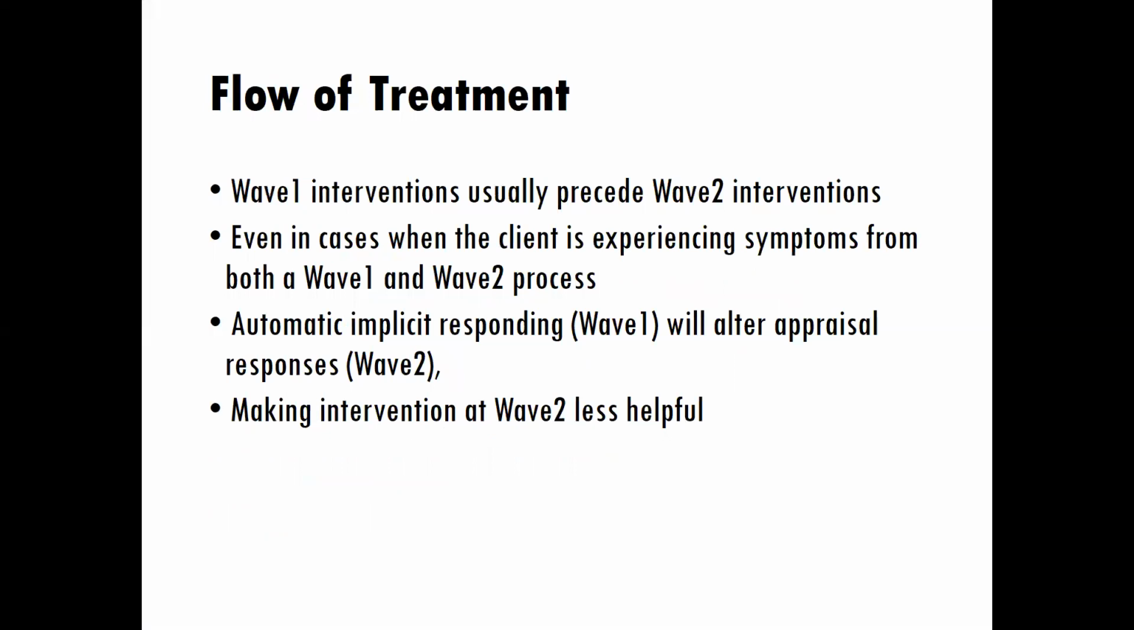and most of the skills that we'll be going over in class are top-down regulation skills. It's important to mention, before I share with you what skills we'll be learning about, that wave one interventions usually precede wave two interventions, even in cases when the client is experiencing symptoms from both a wave one and wave two process. It's important to look at wave one interventions because automatic implicit responding in wave one will alter appraisal processes in wave two. So in other words, if you don't intervene in wave one, you're going to find the influence in wave two anyway, which makes intervention at wave two less helpful.